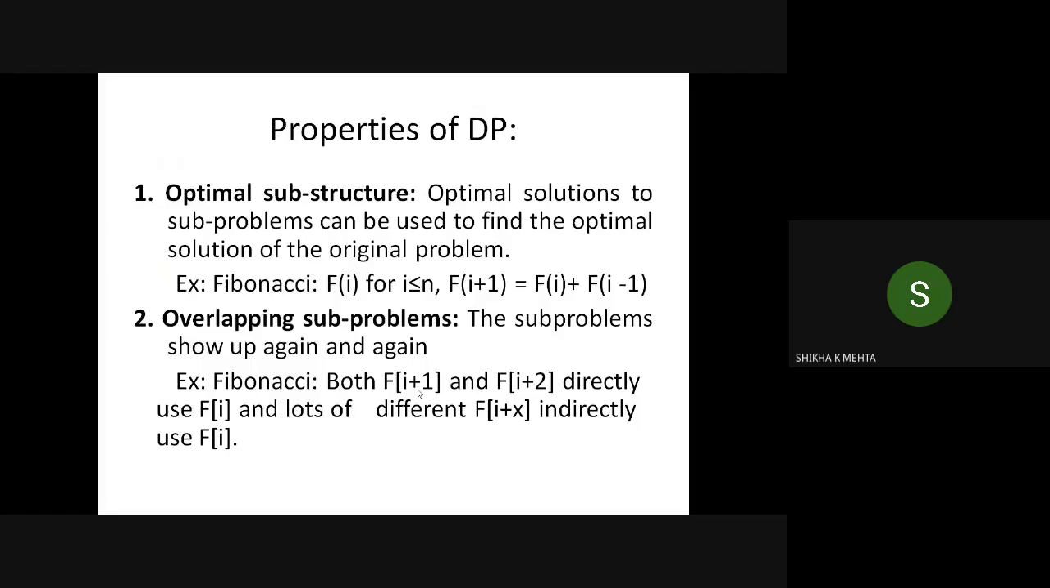So what are the properties? Now let us understand the properties of dynamic programming, as we have already seen a problem which is better at providing the solution when we apply the dynamic programming technique. So it has an optimal substructure. That means optimal solutions to the subproblems can be used to find the optimal solution for the original problem, like Fibonacci F(i) for i less than n. So here you can see we are finding the optimal sub-solutions, and then we are using them to find the solution to the complete problem. So it is following the bottom-up approach.